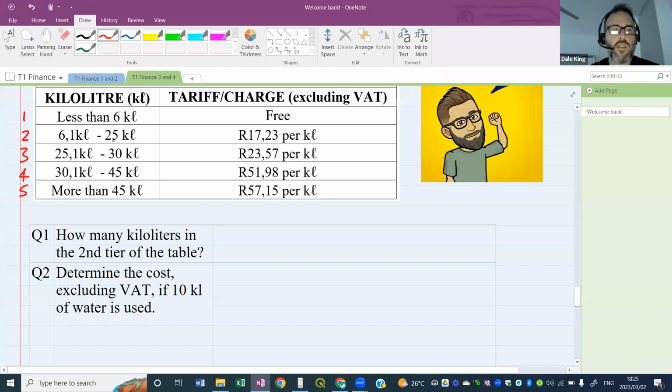Okay, let me help you guys out. We've got from 6 to 25. So to work out how many kiloliters in that bracket, I can say 25 minus 6. Now, I know what you're thinking. Dale, what about the 0.1? Don't worry about 0.1. Point one is just telling you, you must be over 6. That's all that the point one is saying.